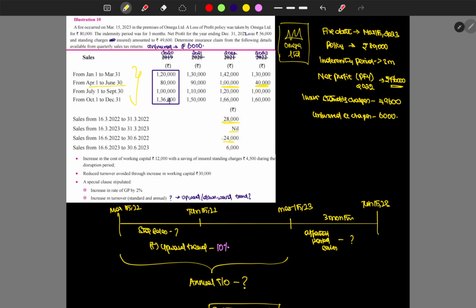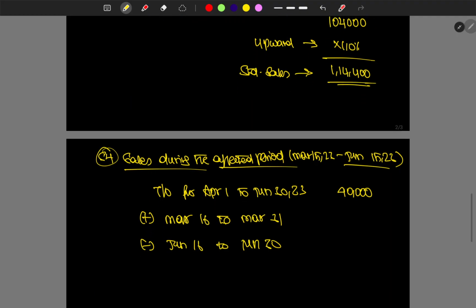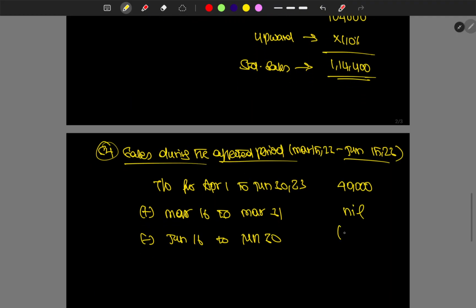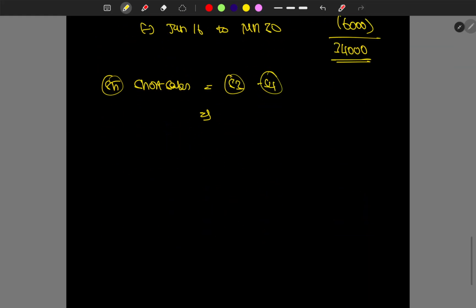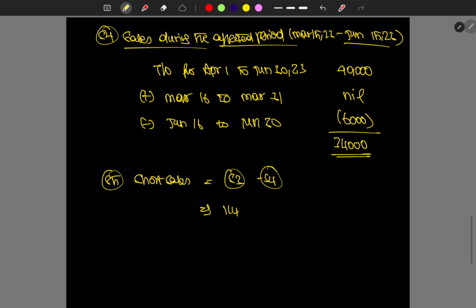March 15 days is nil, and June's 15 days is 6,000. Nil and 6,000. Okay, this comes around 34,000, which is the sales during the affected period. So what's the short sales happened here? Short sales is equal to step 3 minus step 4, which is 1,14,400 minus 34,000, which is rupees 80,400, right?